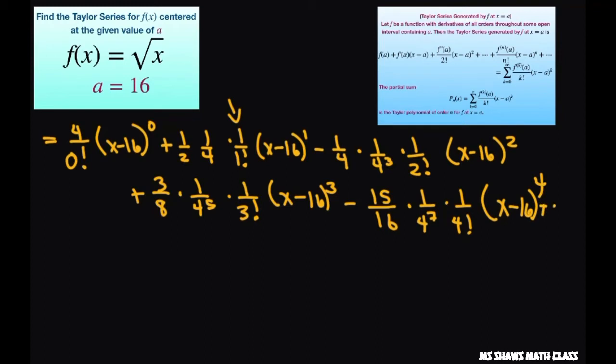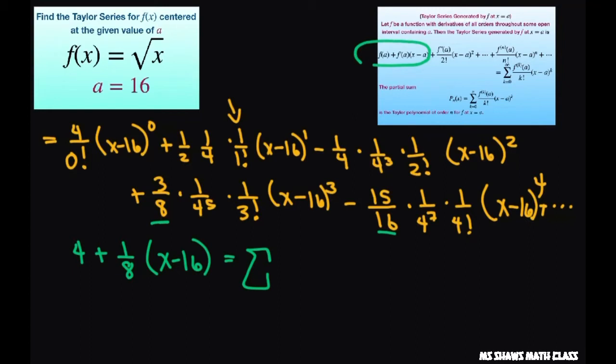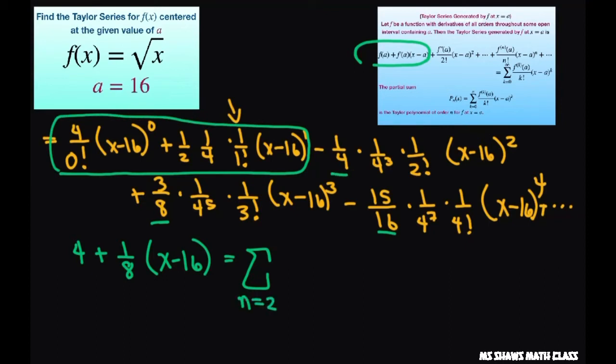And then we could go on and on and on. You can see a pattern here. So the pattern is, if I factor out the 4 plus 1/8 of x minus 16, if you factor out an 8 here, you're going to get this equals the sum. And this is skipping the first two terms, so I'm factoring out this part. So I'm going to start at n equals 2, which will be starting here.